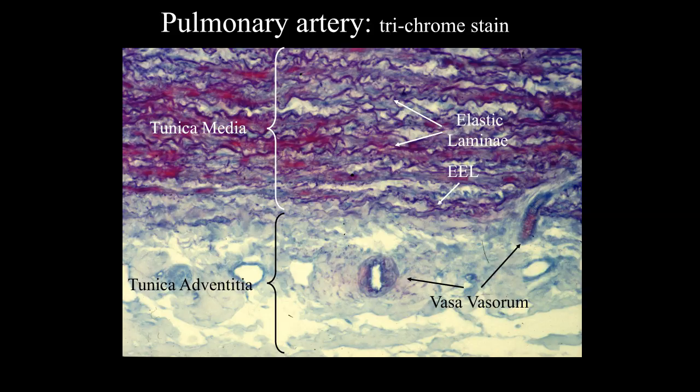of this vessel. Here's the pulmonary artery with a trichrome stain slide. Pulmonary artery is also an elastic artery. We have a profile of the tunica media. Note the elastic fibers or elastic laminae that you can see. You can see nuclei of smooth muscle cells, tunica adventitia, and some profiles of vasa vasorum. Perhaps right here you're seeing the external elastic lamina staining.